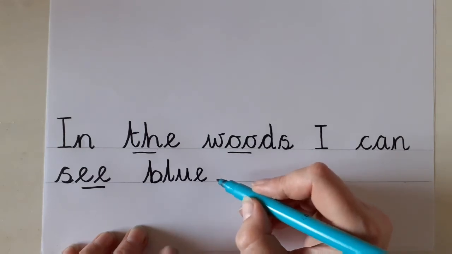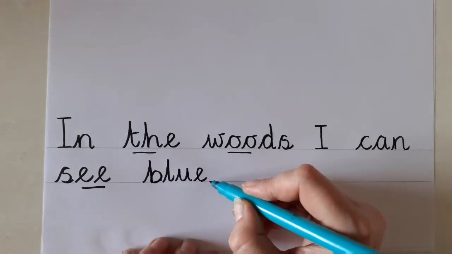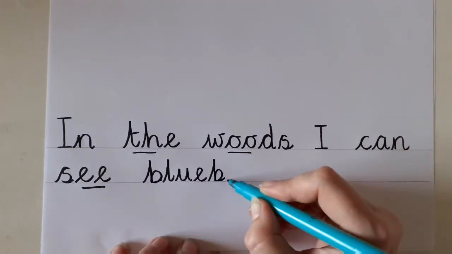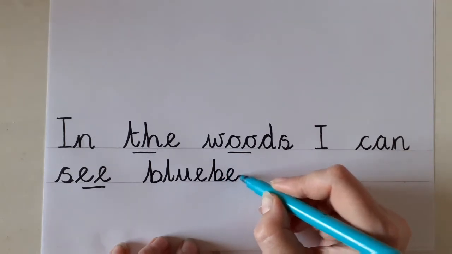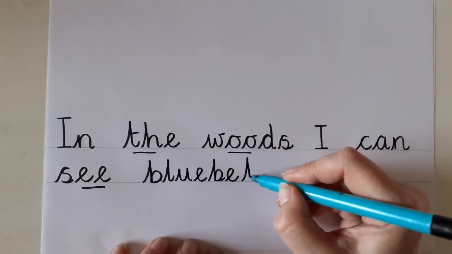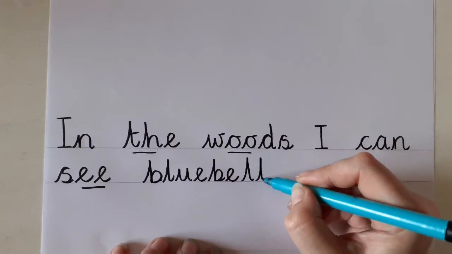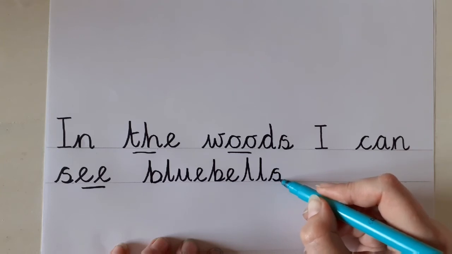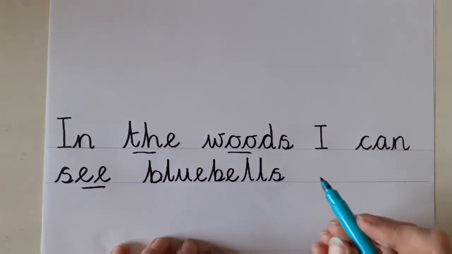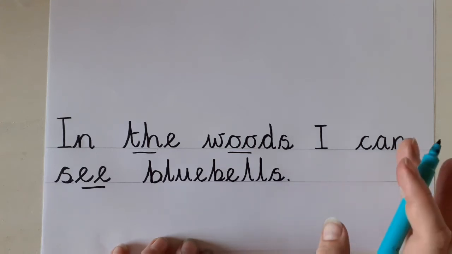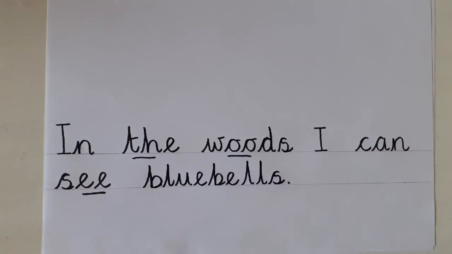Now bells you will be able to sound out, so it's still part of the same word, bell, bell, bell. It starts with a b. Bear, and what goes on the end? Bell. It's an l sound, and we need two of them. Then an s. In the woods, I can see bluebells. Fantastic. And don't forget your full stop. You always need them there. Now don't go away, because I'm going to help you draw bluebells.